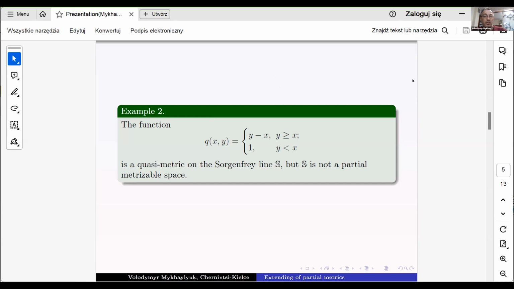Does this quasi-metric space have any partial metric such that this partial metric generates this topology? No, because any partial metric space that is a Baire space has a G delta dense subspace which is metrizable, and the Sorgenfrey line has no such subspace. Therefore, this space is not a partial metrizable space.